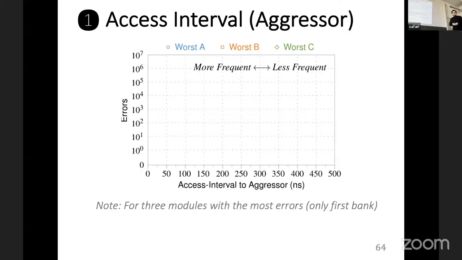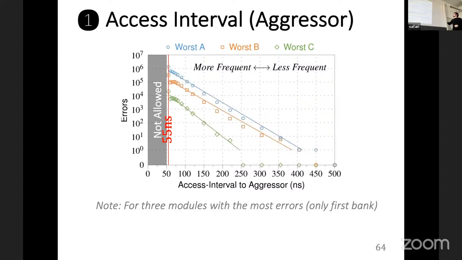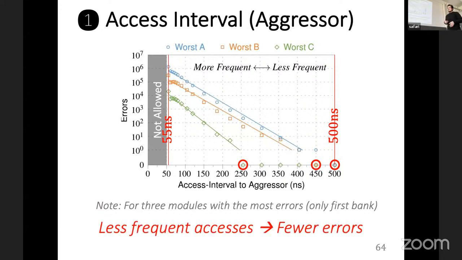The authors also looked at the access interval to the aggressor row and its effect on the number of errors. Again, showing you only the three modules with the most errors from each manufacturer here. We cannot go below 55 nanoseconds because the infrastructure does not allow us to send two activate commands within a 55 nanosecond time window. So we start from 55 nanoseconds, and then we look at how the bit error rate changes with the access interval. As you increase the access interval, the bit error rate reduces, hypothetically because the amount of accesses you can make within a refresh window reduces also.